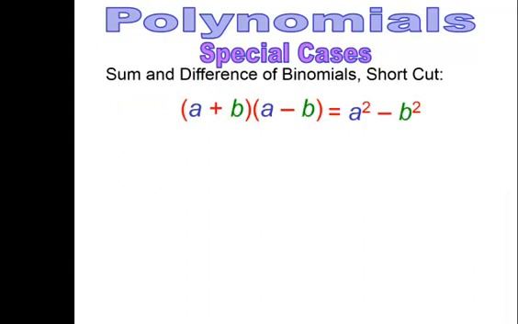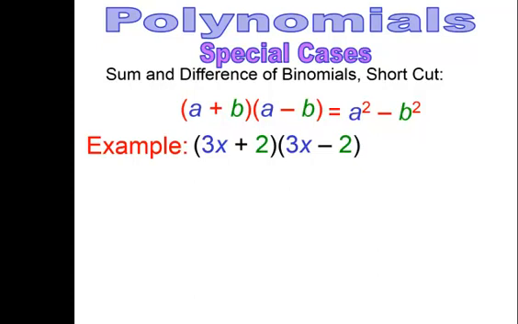Here is the rule. When you have the same thing in the first spot and the same thing in the second spot for the two binomials, the only difference is one has a plus and one has a minus. What you do as a shortcut is simply take the first term and square it. It's always minus and the last term and square it. So it's always minus and it's always just going to be two terms for this special case, the sum and difference of binomials.